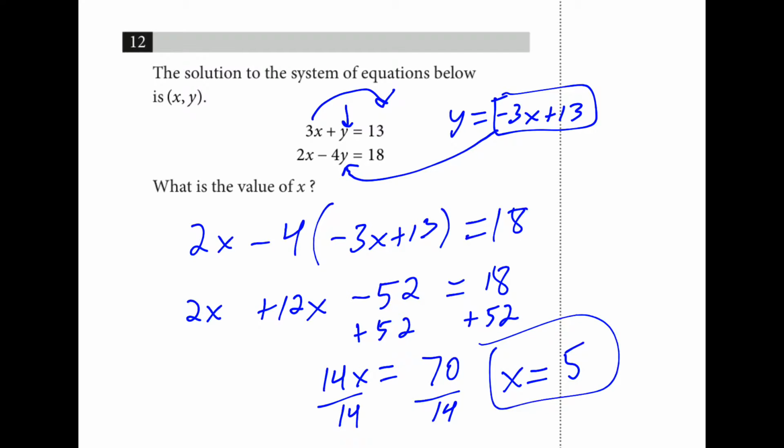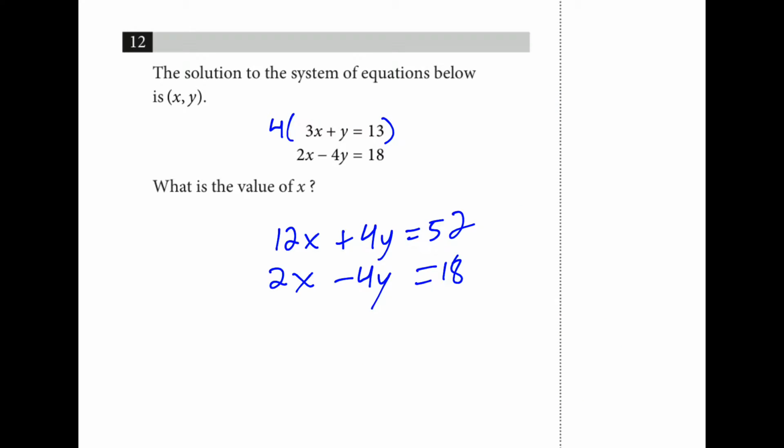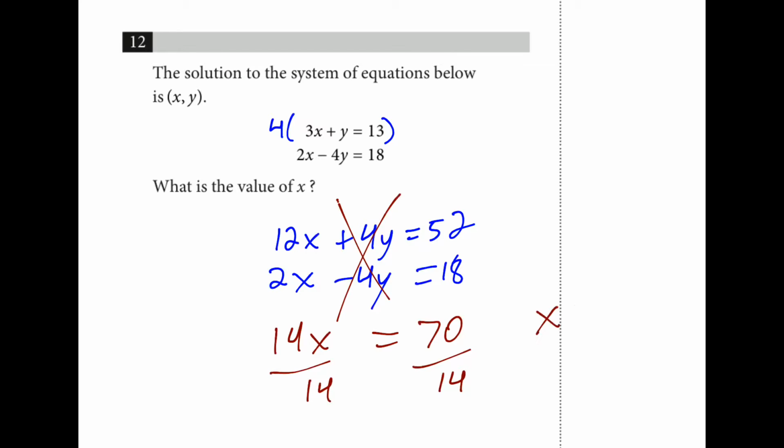Of course, I could have also solved this using elimination. I would multiply the top equation by 4 so that my y's line up, and that way when I add straight down, they cancel out. And I also get that 14x is equal to 70, which if I divide both sides by 14 gives me the exact same answer, that x is equal to 5.